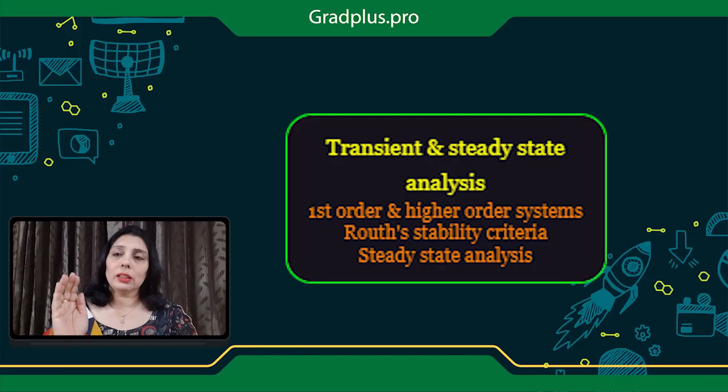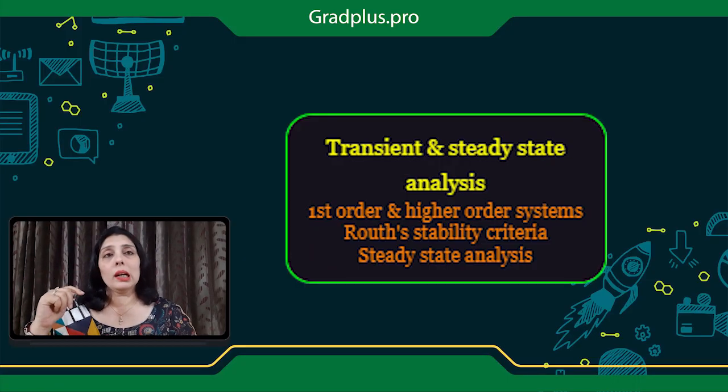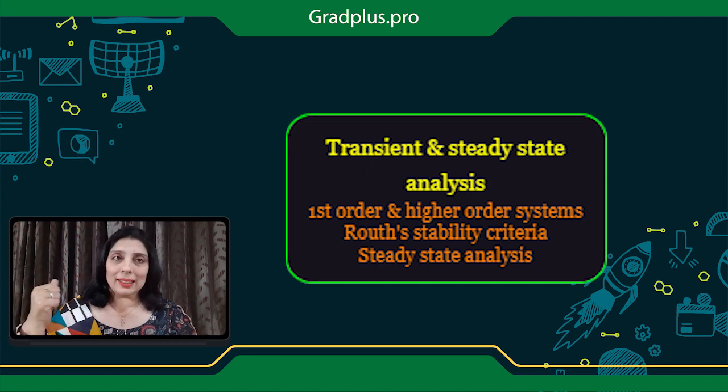Then on the second stage, you should go on with the transient and steady state analysis, where we learn about the first order system, second order system, and other higher order systems. And then we move on to the Routh stability criteria and the steady state analysis.